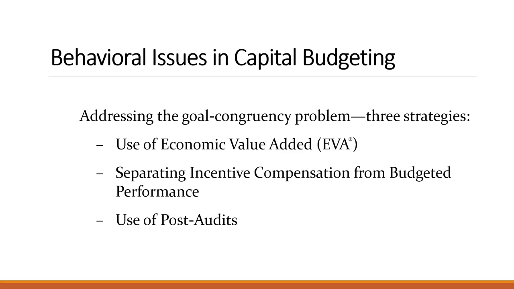There are ways to address the goal congruency problem. We have three strategies. One is the use of the economic value added, or EVA. One is by separating incentive compensation from budgeted performance. So don't give bonuses based on our ability to make specific budgets. And the use of post audits or performance audits.